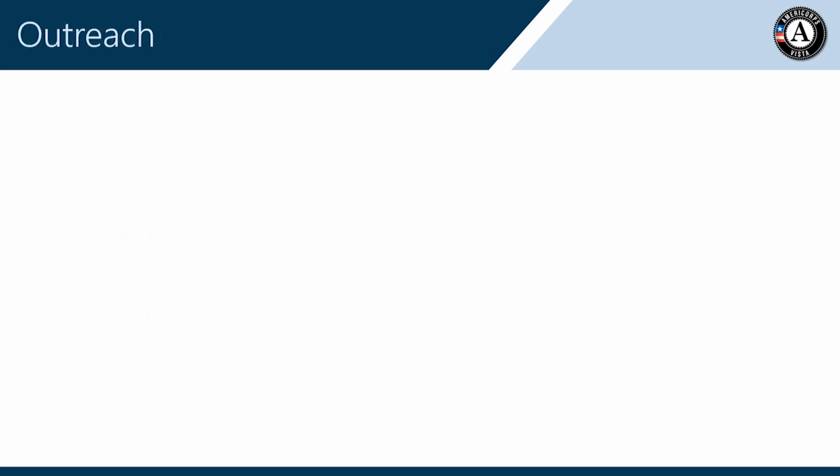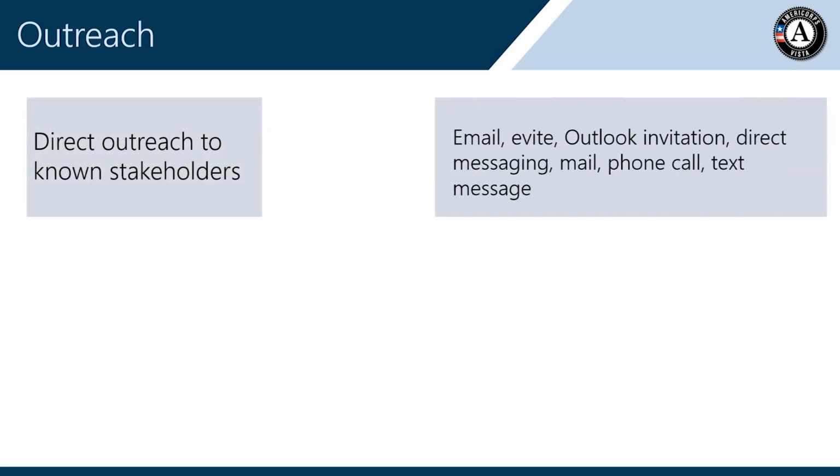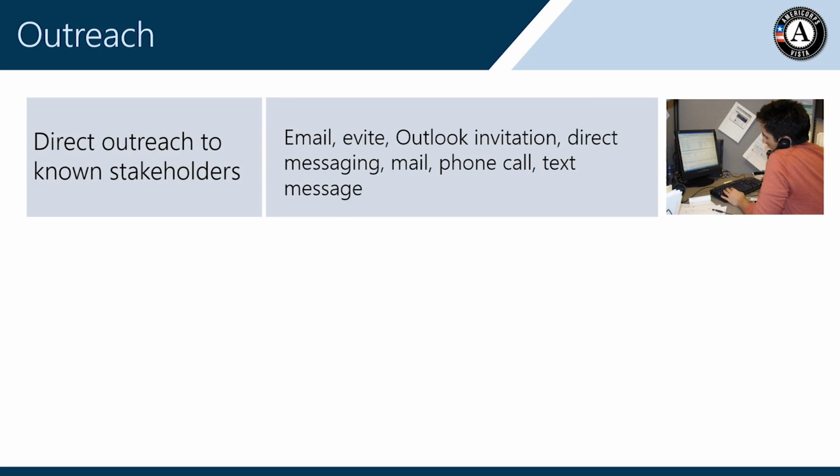Let's look at 3 approaches to outreach. First is direct outreach, communicating directly with people you already know. This can happen in lots of ways, but email and electronic invitations make it easy for invitees to respond and for you to keep track of who will attend. But sometimes mail or phone calls will be more effective.